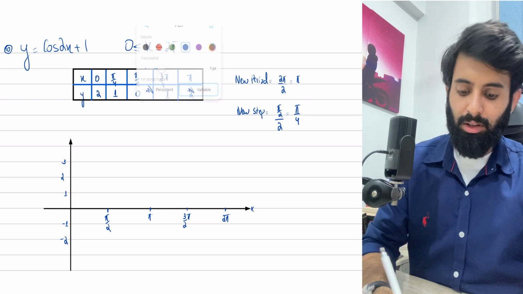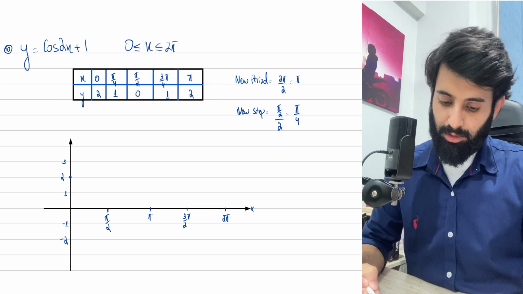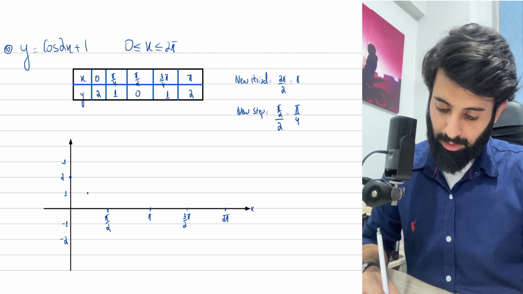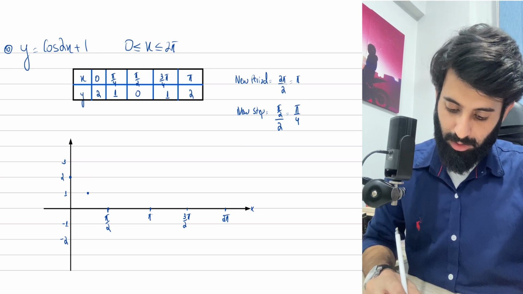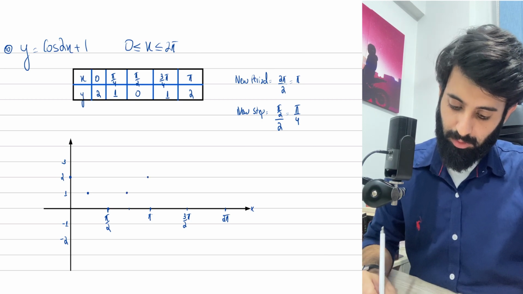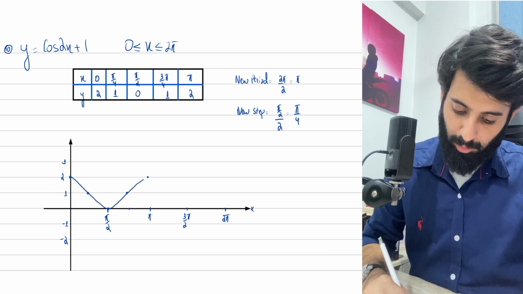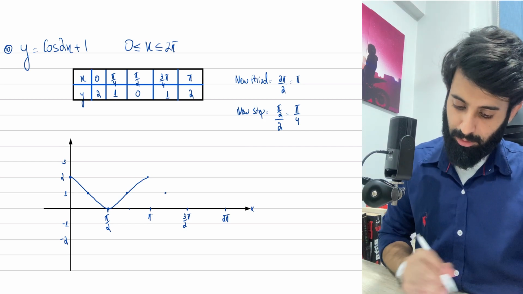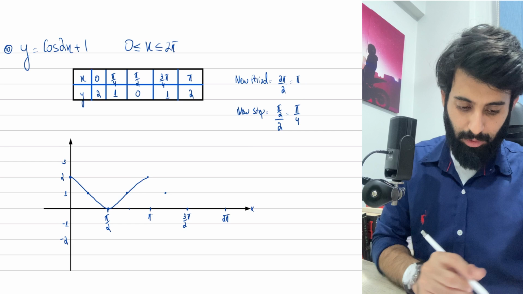Then we replace 3 upon 4 pi with just pi, so we have 2 again. I'm not going to find the remaining values because, like I said, this is where one cycle ends and we're just going to copy paste it. So at pi upon 4 it's 1, at pi upon 2 it's 0, at 3 pi upon 4 it is 1 again, and at pi it's back at 2. This is what the first cycle looks like, which means the next cycle will also be exactly the same. So there you go, 3 upon 2 pi, and at pi upon 2 it's 0.